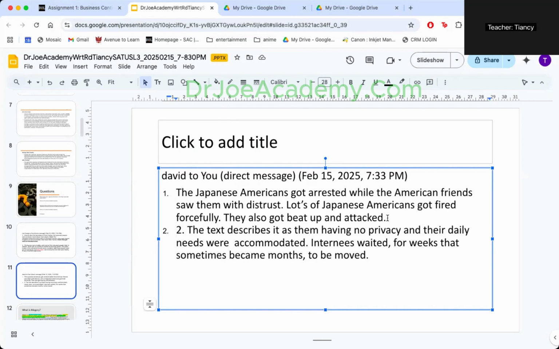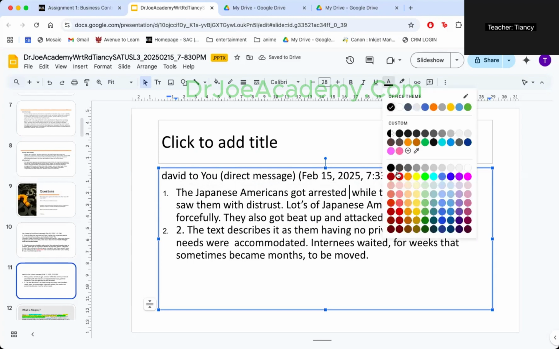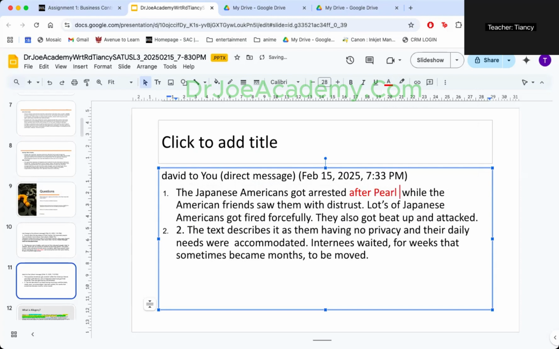Okay, so where did you get this information? Where it says... So you are right, they were arrested, but then, "while the American planes," okay, "the Japanese Americans got arrested while." The question was what happened after Pearl Harbor, okay? Pearl Harbor. The American, so you can actually just take this out.